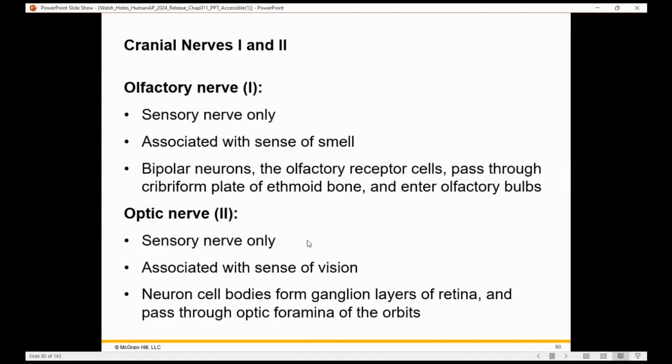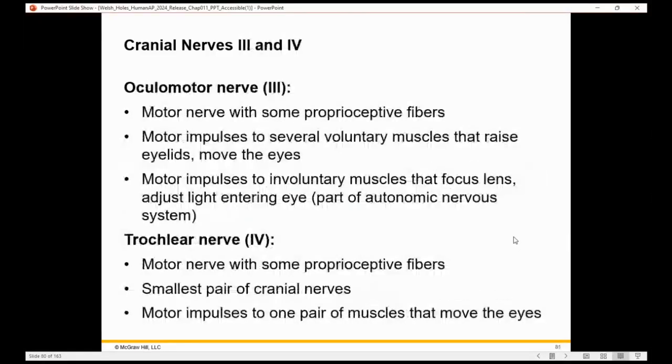Okay, the optic nerve, number 2. This is a sensory nerve only. It's associated with a sense of vision. The neuron cell bodies form the ganglion layers of the retina and pass through the optic foramina of the orbits.